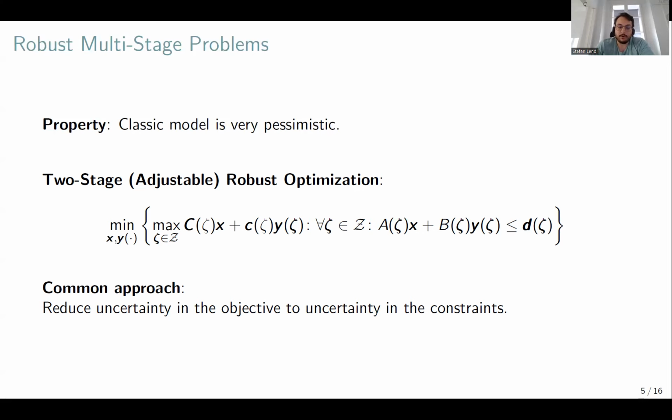A common approach is to say that we can reduce uncertainty in the objective and just look at uncertainty in the constraints. And this is basically equivalent. So we develop algorithms for general uncertainty in the constraints. This is sometimes done. And we wanted to look at this kind of setting for more specific cases, and understand the complexity of such robust multi-stage, or let's say two-stage, problems.